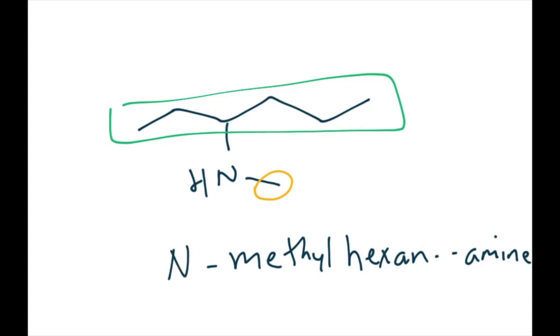So this N is saying that the methyl group is coming off of the nitrogen that we named with the amine suffix. So this will be 3. So it's N-methylhexanamine. So the N is just telling you this is on the nitrogen. It's not coming off of the longest chain.